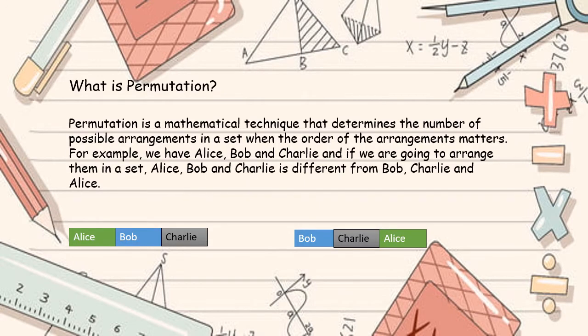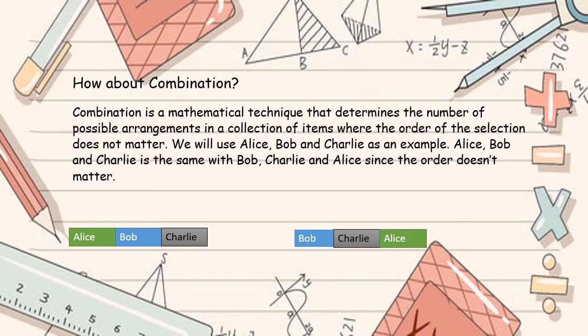What is permutation? Permutation is a mathematical technique that determines the number of possible arrangements in a set when the order of the arrangement matters. For example, we have Alice, Bob, Charlie, and if we were going to arrange them in a set, Alice, Bob, and Charlie is different from Bob, Charlie, and Alice.